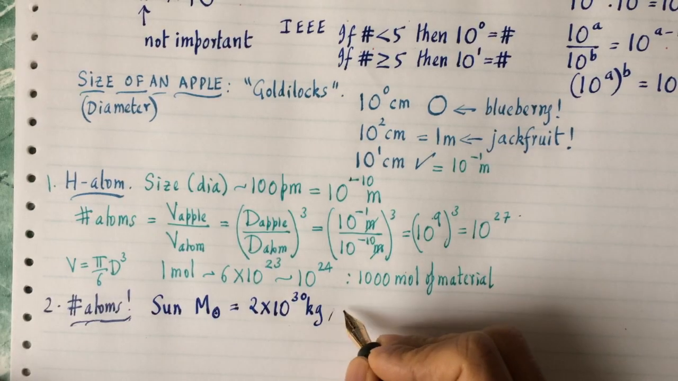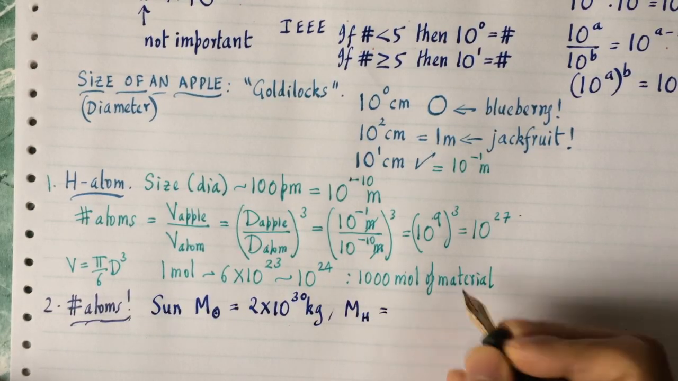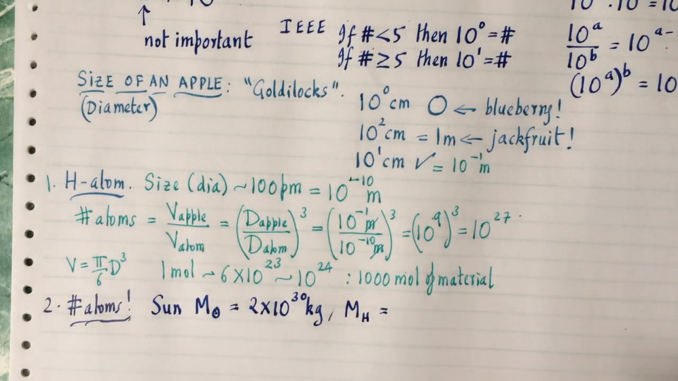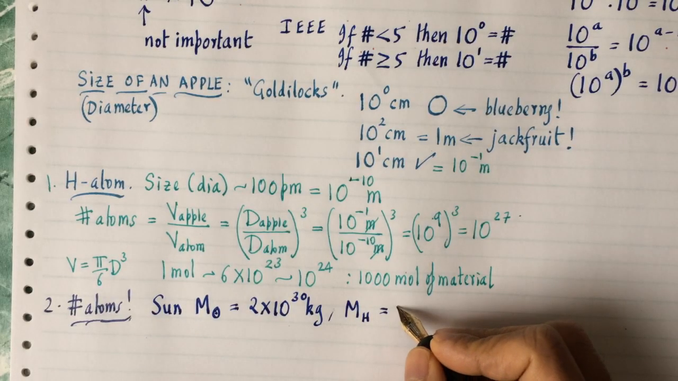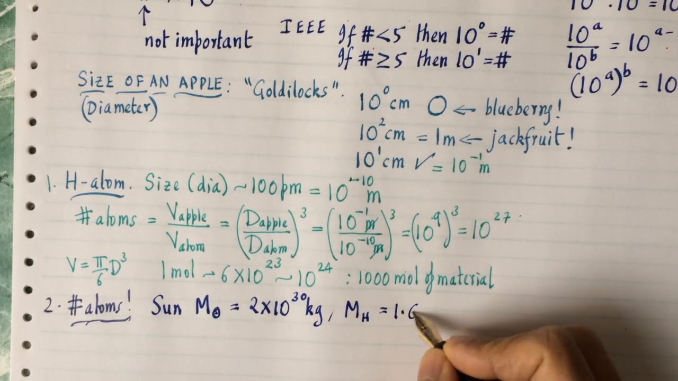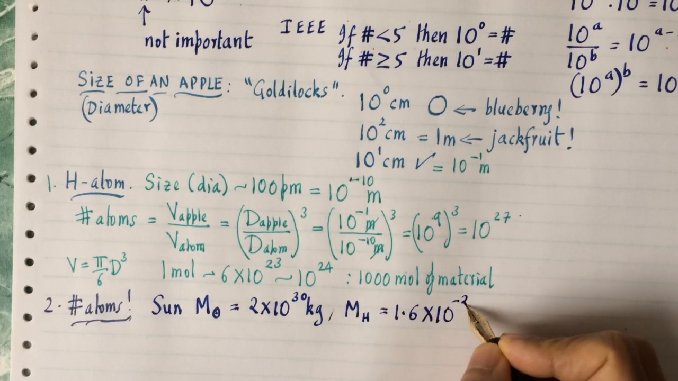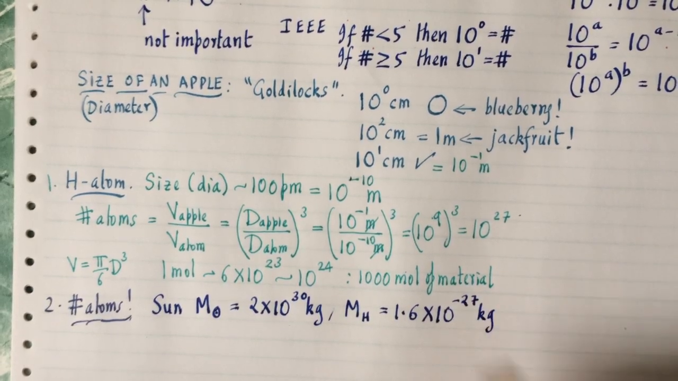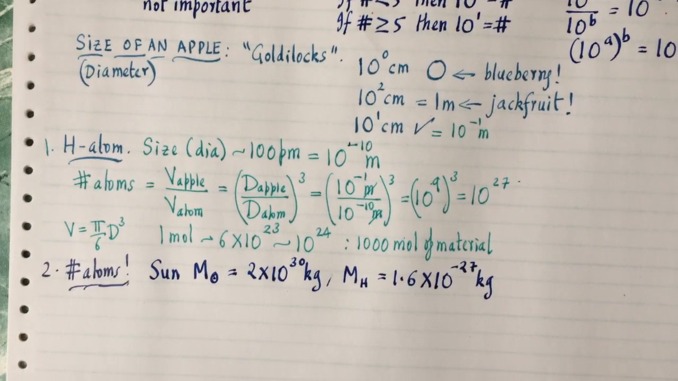Okay, and so the mass of the hydrogen atom: the hydrogen atom is made up of a proton and an electron, but the electron is really light, so it's mostly the proton. So that's just one atomic mass unit, 1.6 times 10 to the minus 27 kg. Again, there's no need to really look it up. If you remember these things vaguely, that's enough.